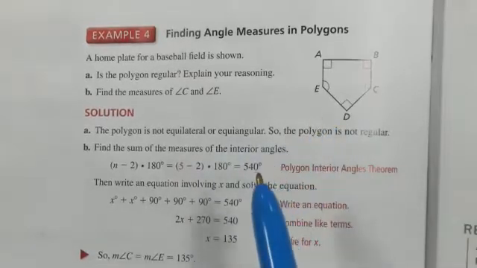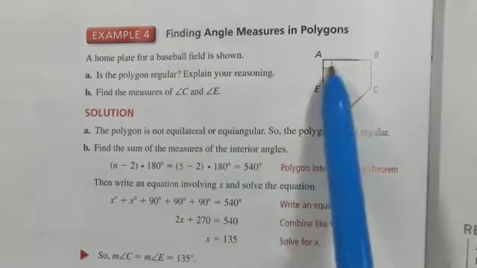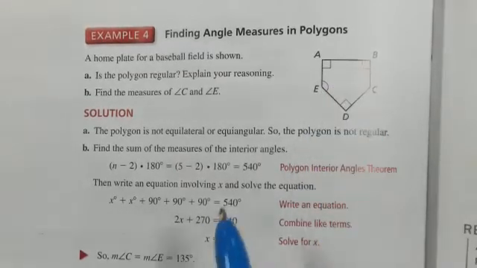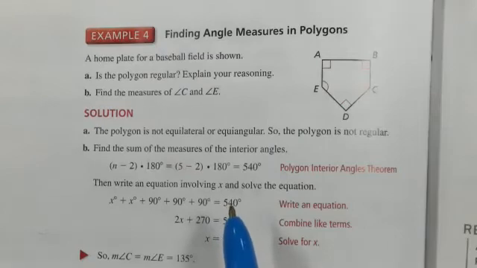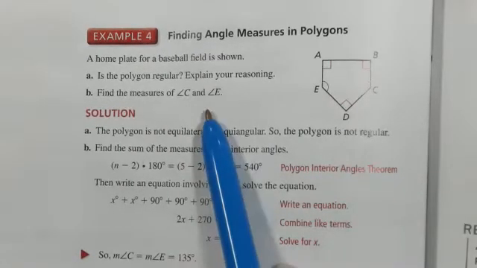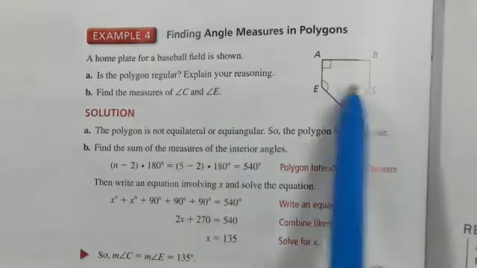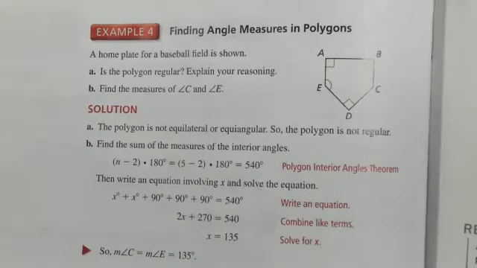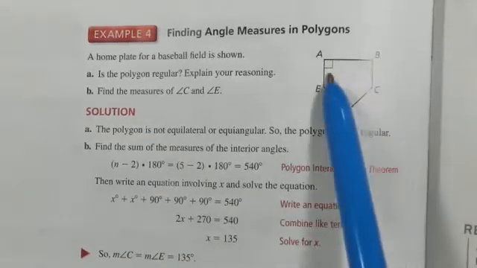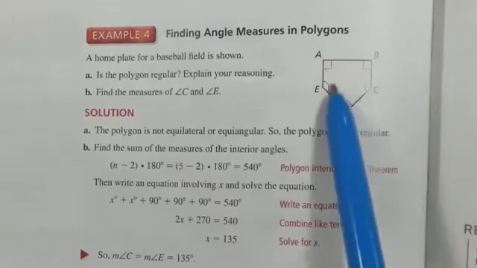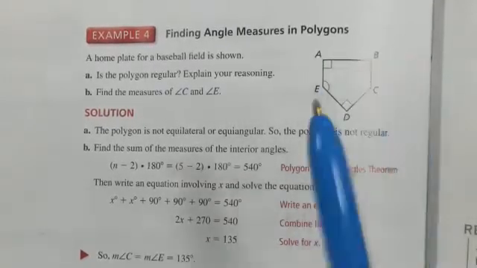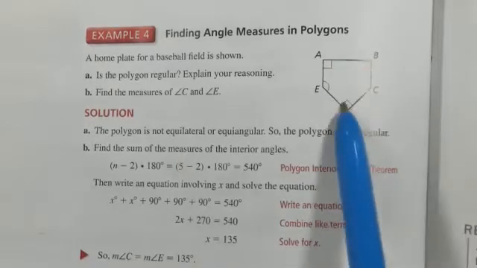Also, in a regular polygon, all the angles have to be congruent. Well, we have 3 right angles, and we have 2 angles that are definitely obtuse. So this is not a regular polygon. And then it says find the measures of C and E. So to find the measures of C and E, first we need to know how many degrees total we are dealing with for the inside of this polygon. So how many angles or sides do we have? 1, 2, 3, 4, 5.